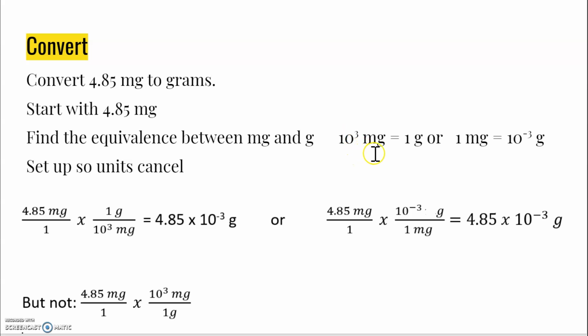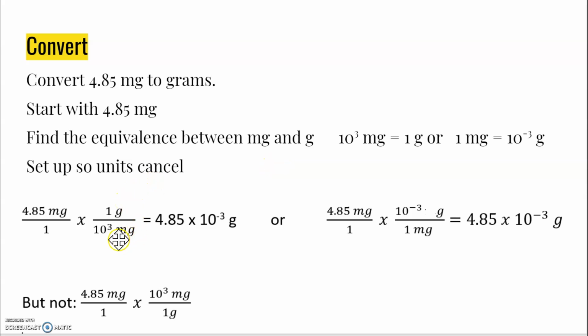10 to the third milligrams equals 1 gram. Or you could think 1,000 milligrams equals 1 gram. Or you can think 1 milligram equals 10 to the negative third gram. Either of those works out. So you choose which one you want to memorize. So now I'm going to multiply 4.85 milligrams by one of these conversions. The only thing I have to now do is get the units in the right place.